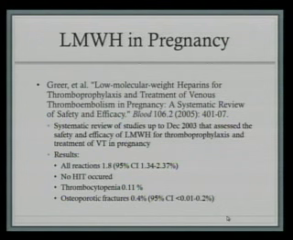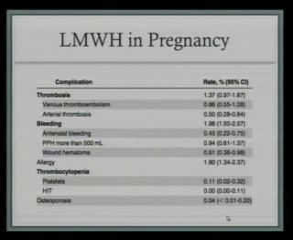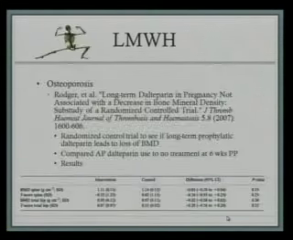Greer also did a systematic review of how safe and effective Lovenox was in pregnancy, and what they saw was that there was no incidence of maternal death, but the incidence of thrombosis was 1.3%. There was no significant bleeding with the rate of almost 2%, and then the allergic reactions were around 1.8. Of note, the percentage of developing osteoporosis fractures was 4.4%. So, segue into how low molecular weight affects osteoporosis.